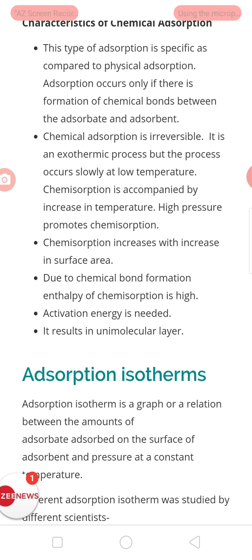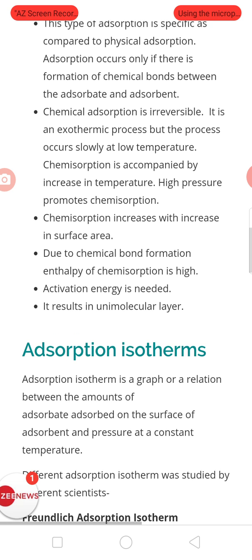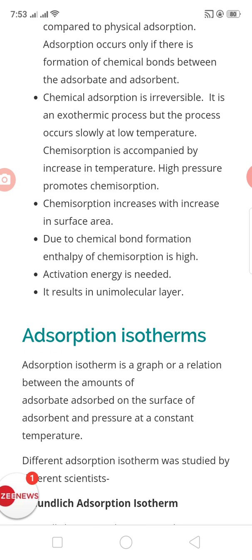Due to chemical bond formation, enthalpy of chemical adsorption is always high. It is around 40 kilojoule per mole to 80 kilojoule per mole. If it is less than 40 kilojoule, then it is always physisorption. Activation energy in chemisorption is always required, and chemisorption results in a unimolecular layer only.